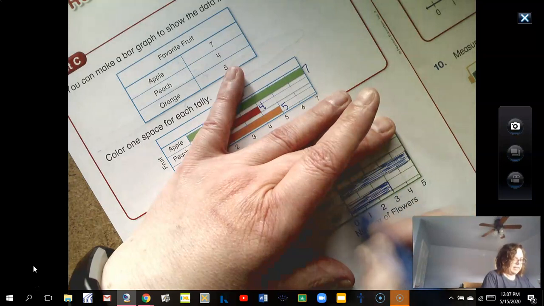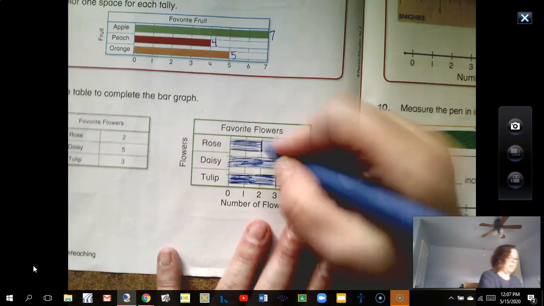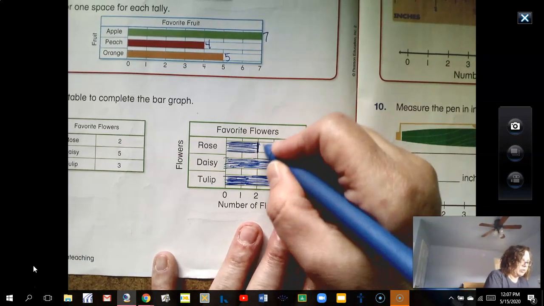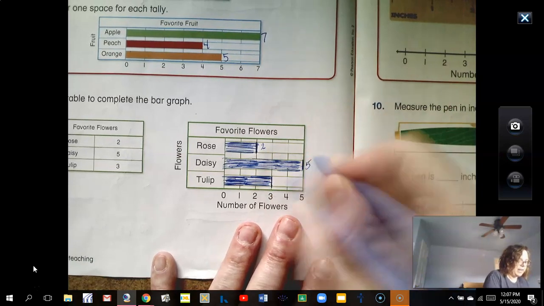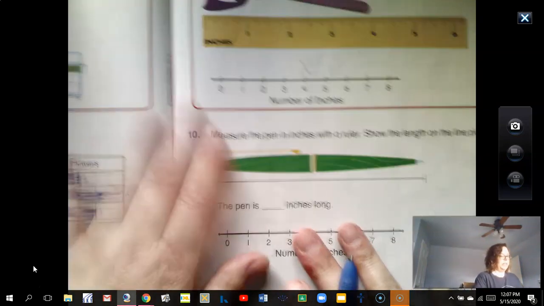Shade it in nicely. Again, I'm doing this quick. Yours should be shaded nicer, but make sure you do this nice little line here. You can do 2 there if you want, 5 and 3, so it's easier to read. And we're done with that.